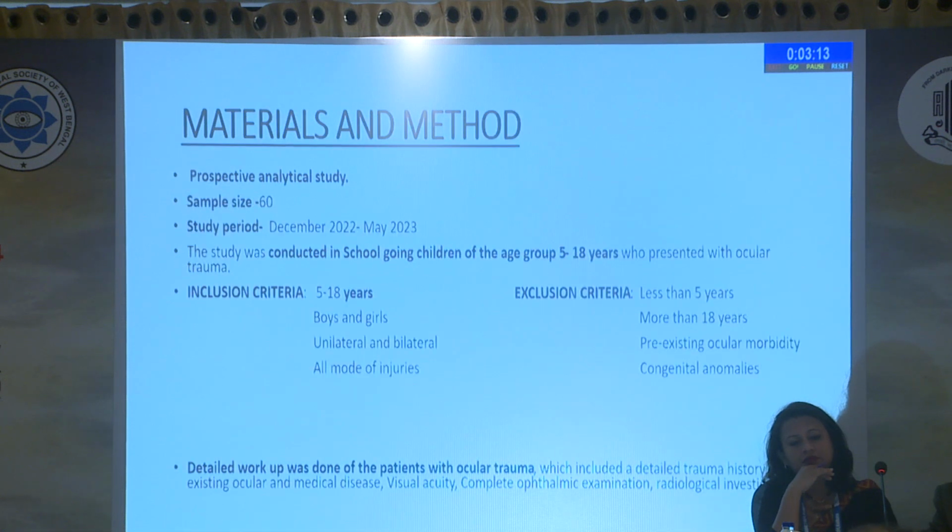It is a prospective analytical study. Sample size was 60, done from December 2022 to May 2023, conducted in school-going children of the age group of 5 to 18 years. Inclusion criteria were 5 to 18 years of age. Boys and girls were included in the study. Unilateral and bilateral involvement and all modes of injury were included. Exclusion criteria were less than 5 years old, more than 18 years, pre-existing ocular morbidity, and congenital anomalies.